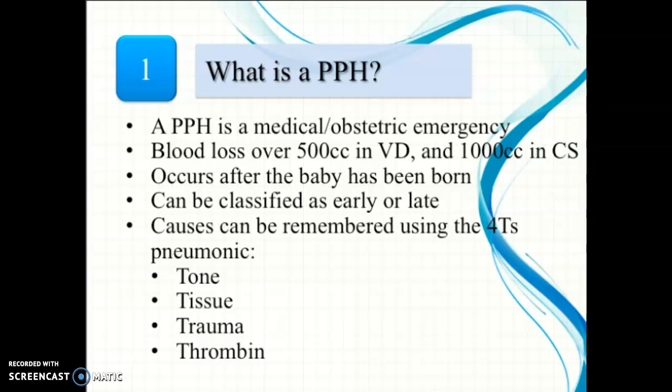And thrombin is any abnormality with coagulation, which can be pre-existing or caused during pregnancy, a history of illnesses causing abnormal coagulation, as well as fetal demise and antepartum hemorrhage.